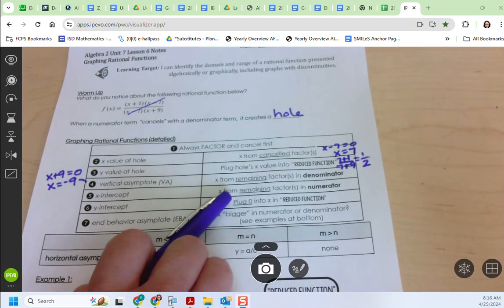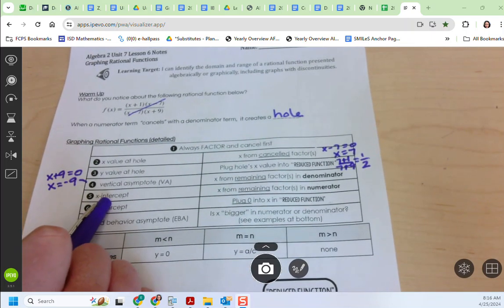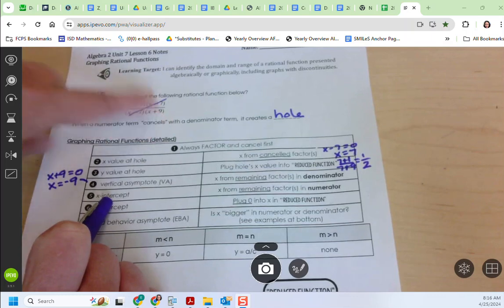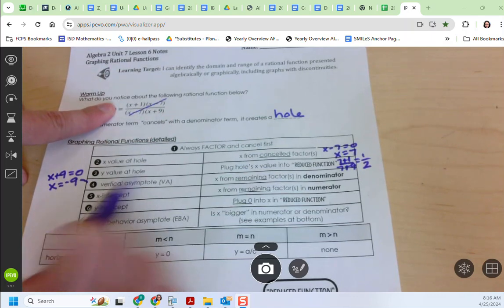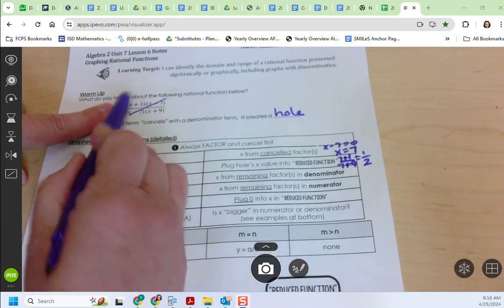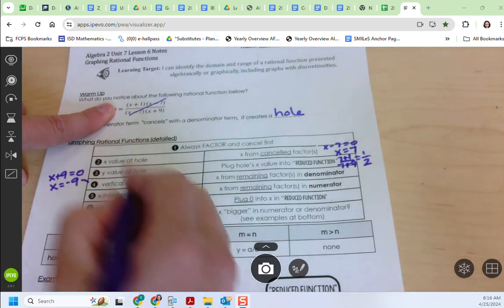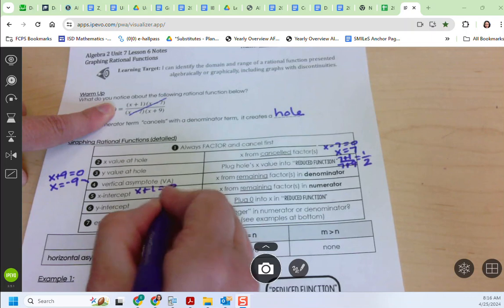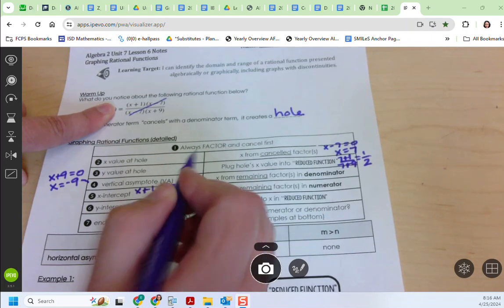Remember last class we said to find the x-intercept, you make the y 0. But if the y is 0, really it's just the top of the fraction that's 0, because 0 over any number is 0. So you find the 0 of the remaining factor in the numerator. So you would do x plus 1 equals 0 and x equals negative 1.